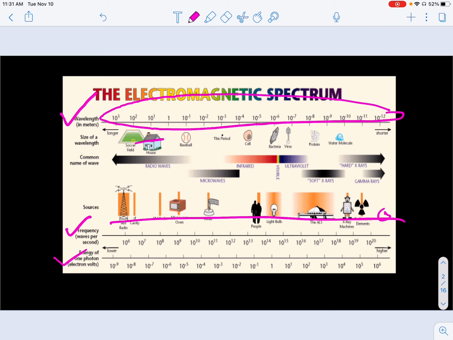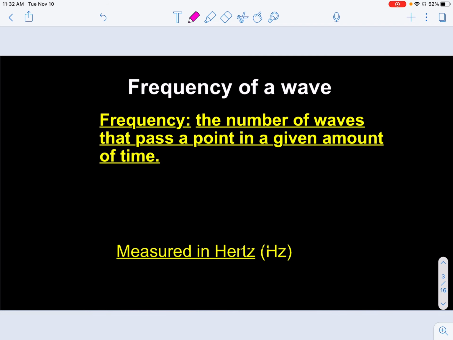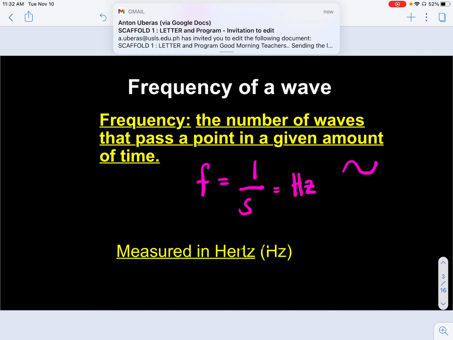That's what we're going to do. We're going to calculate the frequency of a particular wave because that will describe what wave that would be, and it is very much associated to energy. Now, we need to review some of the properties that are essential in describing a particular wave. First, we have the frequency of a wave. Frequency is the number of waves that pass a point in a given amount of time. The symbol is f, which is equal to one cycle, one complete set of a wave, over time. So 1 over second is associated to the unit Hertz. Frequency is measured in Hertz.